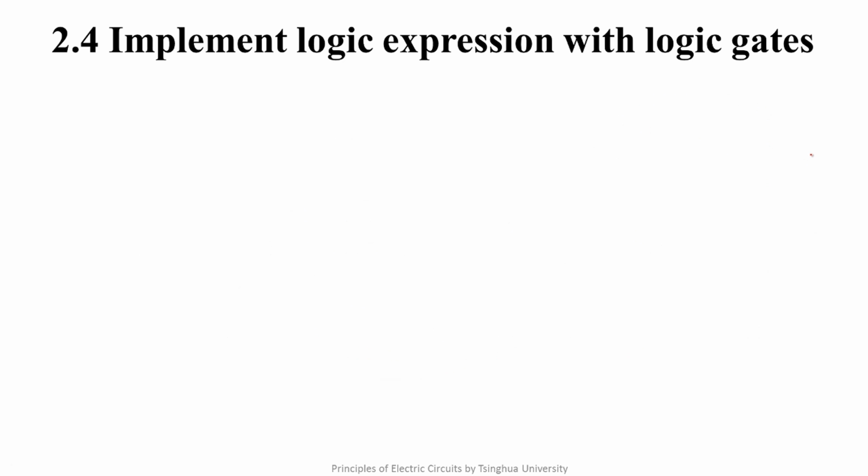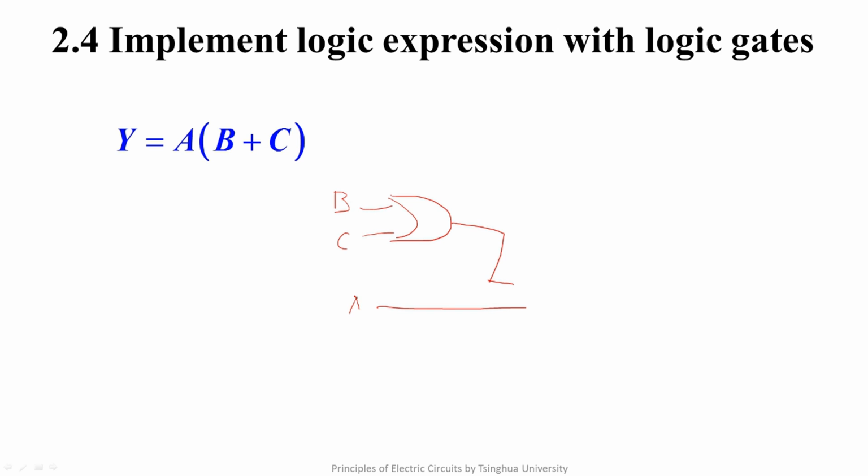Then we discuss the 4th question. If you have a logic expression, how to implement it with the logic gates? Take the expression that y equals A and B or C as an example. It's obvious that an OR gate is necessary. Its output and A is Y. You can use logic gates to create any complicated logic expression.